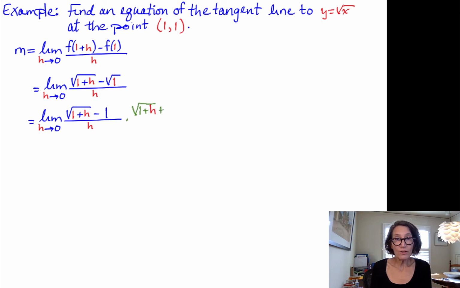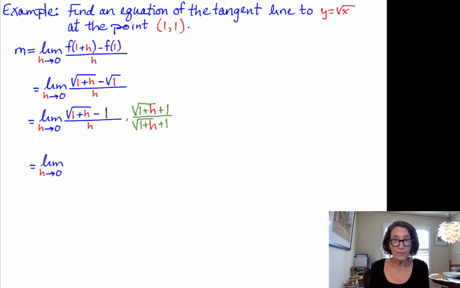The conjugate of that numerator is the square root of 1 plus h plus 1 instead of minus 1, and then we also have to divide by that. When you multiply and divide by the same thing, you're not changing your number. Now we multiply across on the top. Notice we have a minus b times a plus b, and we always get a difference of squares, a squared minus b squared.